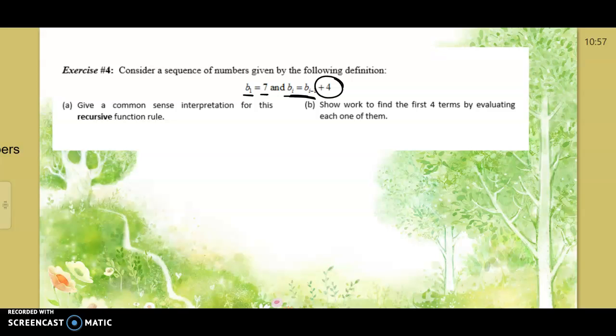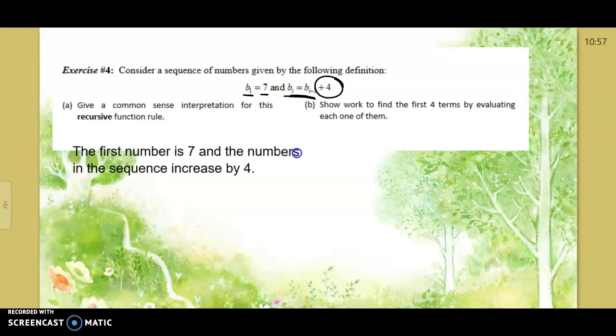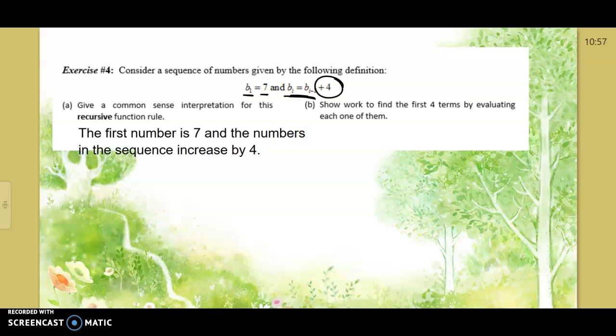Starts at 7 and, don't make it harder than it is today. It's June. I'm not trying to make this rocket science here. Jonah? Goes up by 4. So that's all that means. First number is 7, and the numbers in the sequence increase by 4.